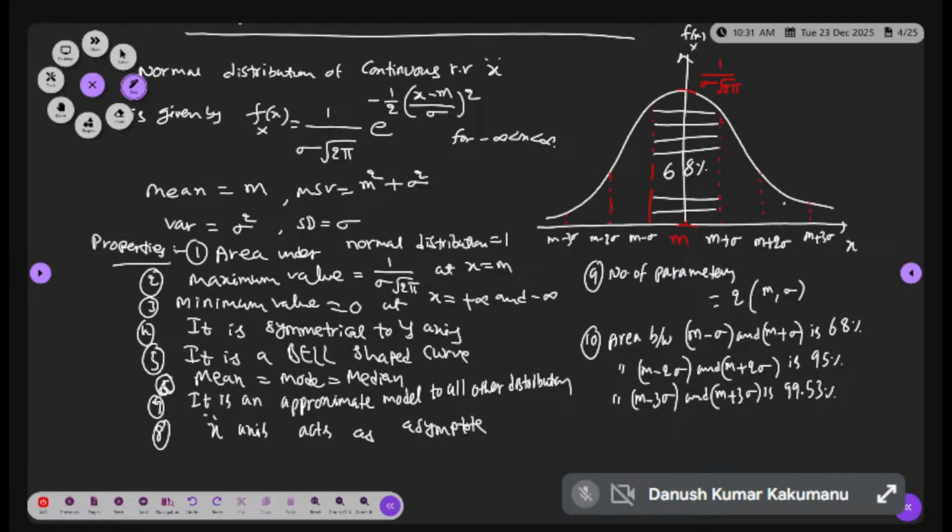Yesterday also we did Bayes theorem questions. So this is the introduction about the normal distribution. So many properties are there, remember. All properties are very important. Symmetrical to which axis? Y-axis, bell-shaped curve. What is its maximum value, minimum value? It is an approximate model to all other distributions. Mean, mode, median, all are equal.